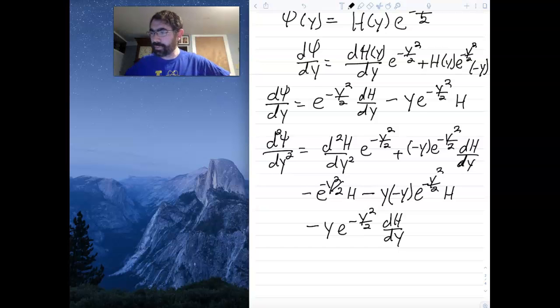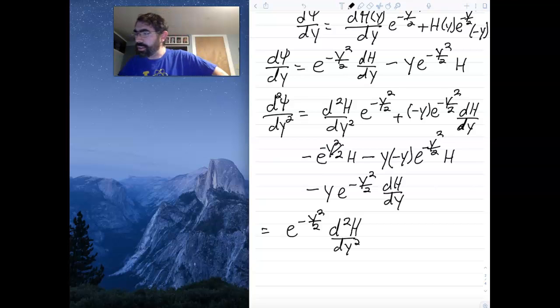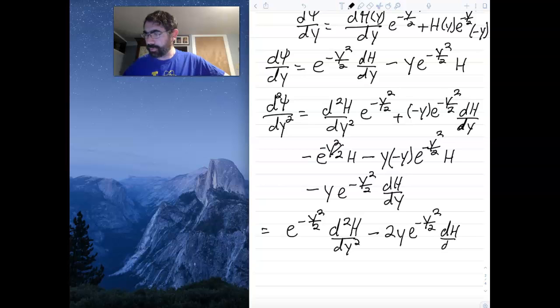So if we combine some stuff together, what we get is e to the minus y squared over 2 times the second derivative of h with respect to y. If I look at this, then I can combine the second and the last, and I get minus 2y e to the minus y squared over 2 times the first derivative of h.